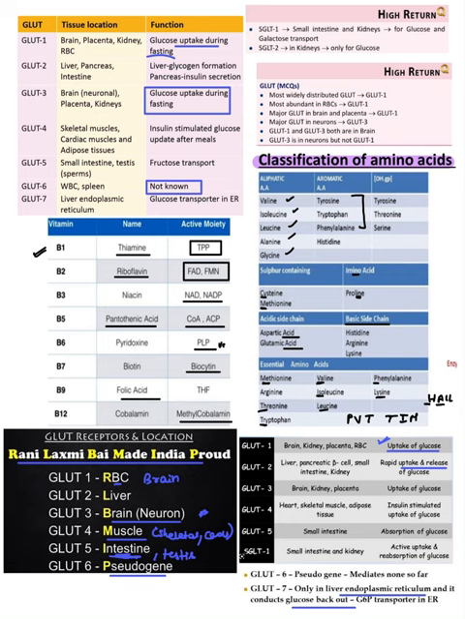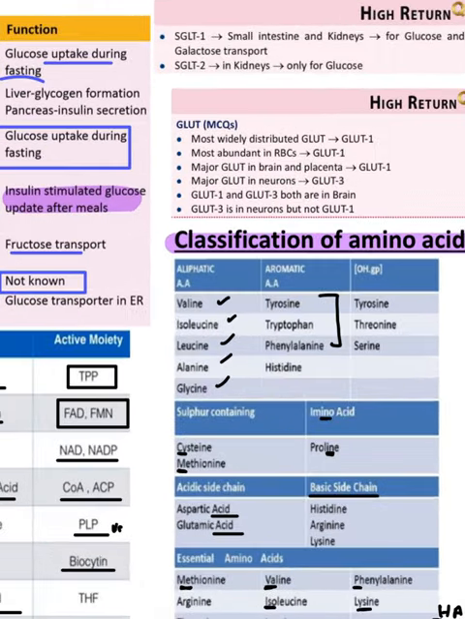Now GLUT4, guys. There is insulin stimulated glucose uptake after meal. So this is very important for MCQ. GLUT4 is insulin stimulated glucose uptake. Now coming on to GLUT5, I said small intestine and testis. You know that our testis contains fructose, if you have read your biology properly. So this is important for fructose transport. Now coming on to GLUT6, I said pseudogene, that function is not known. And GLUT7 is a glucose transporter in the endoplasmic reticulum.